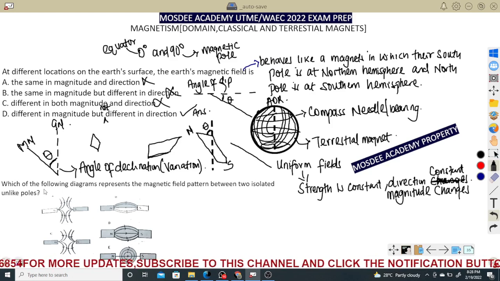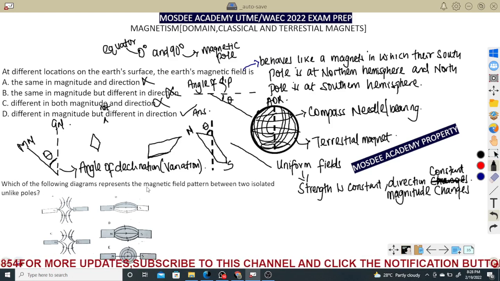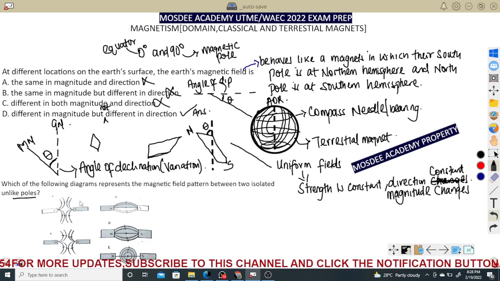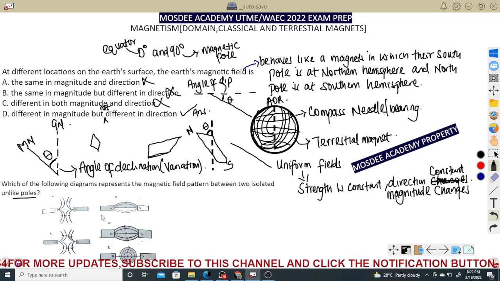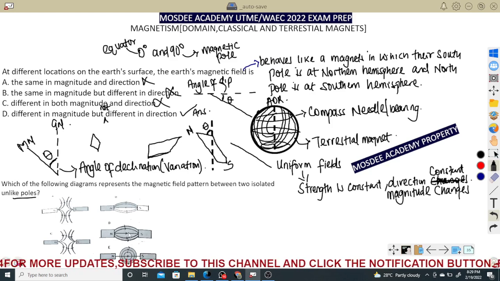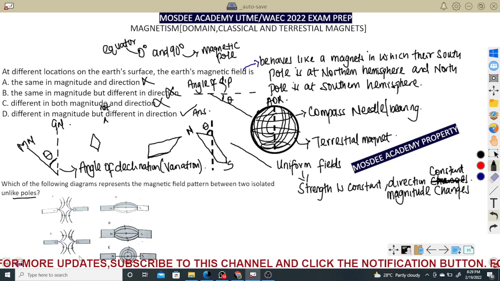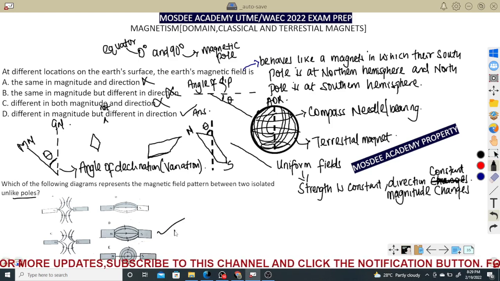Now, the next one says, which of the following diagrams represents the magnetic field pattern of two isolated unlike poles? Like I told you, I've talked about bar magnets. Unlike poles move in a hemispherical manner. Bar magnet, I've talked about that. Which one looks like what I talked about? This is the answer to the question.